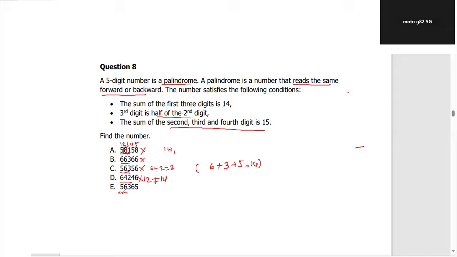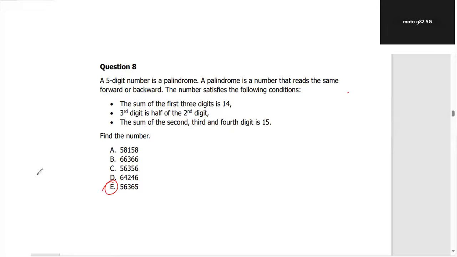Then we go to this. This is 14, correct? And then these three numbers add up to 15. 6 plus 3 plus 6 is adding up to 15. So this is my number. So which number satisfies the condition? It's option E. The answer for this question is option E.